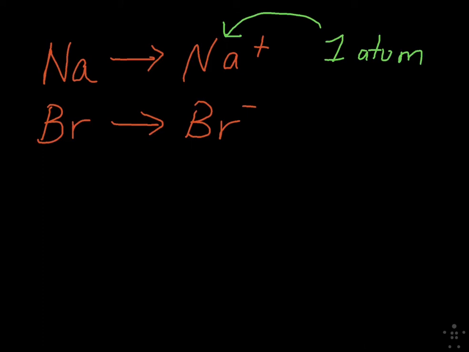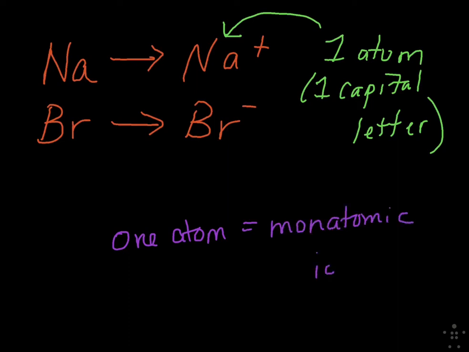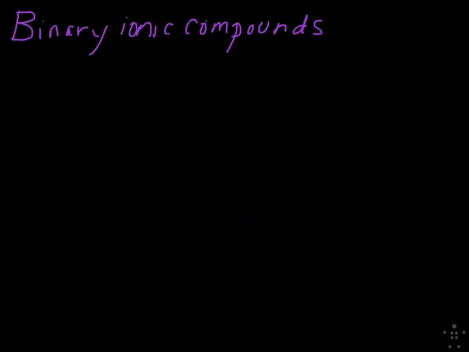And I know that because there's only one capital letter in it. So, that one atom that we see tells us that this is a monatomic ion. Okay? Vocabulary word that you need to know. Ions made out of single atoms are monatomic ions.